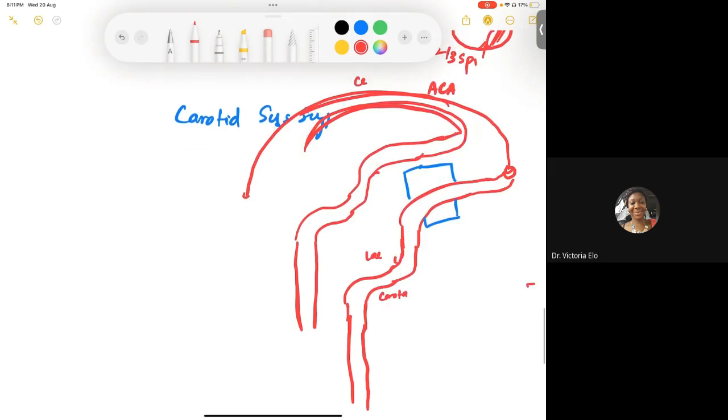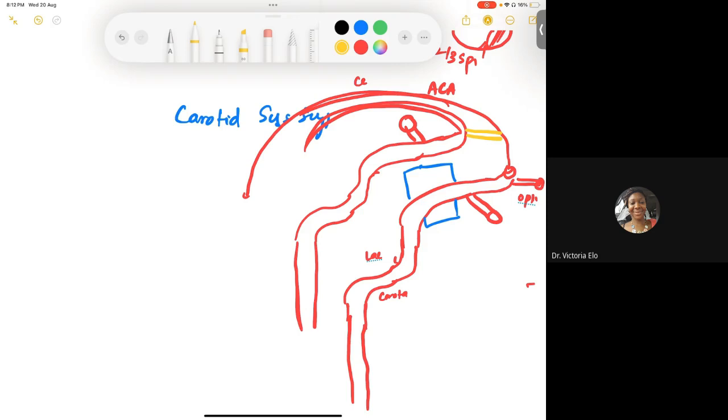It's also going to give certain branches called ophthalmic branches to your eye. And here it's going to give another branch, which is your middle cerebral artery. In between both of these anterior cerebral arteries, you have the anterior communicating artery, which is the most common site of berry aneurysm, right?